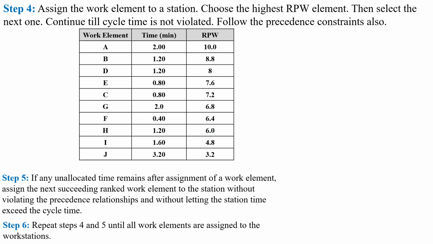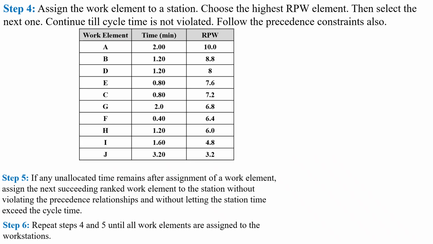Next we will go for step 4: assign the work elements to a station. Choose the highest RPW element, then select the next one. Continue till the cycle time is not violated, and follow the precedence constraints also. In parallel we will solve step 5 and step 6 also.